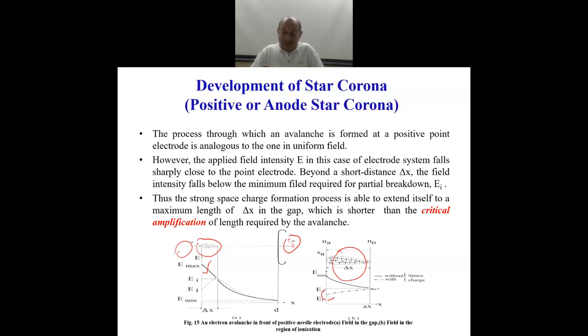So two electric field intensities, without and with space charge, are plotted here. So there is a space charge effect in the resultant field intensity at the tip of the electrode. And when you increase the voltage, partial breakdown will start building up there, but the partial breakdown will be slightly away from the tip of the electrode, because that is where the field intensity is able to build up again.